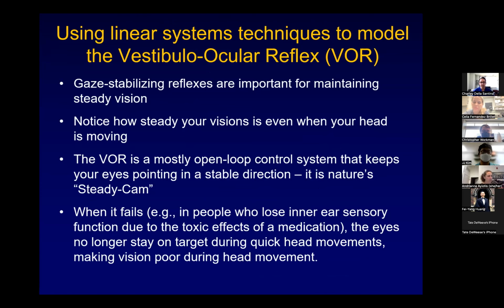It's a reflex that mostly operates open loop because it has to be really fast. And so whenever you move your head, it tells the muscles around your eyes to pull your eyes over and keep them on target. And because it has to run as an open loop control system most of the time, it makes it easier for us to model. So it's kind of like a steady cam system that keeps your eyes on target. And when it fails, all kinds of bad things happen. You feel wobbly, and every time you move your head, you can't see clearly.